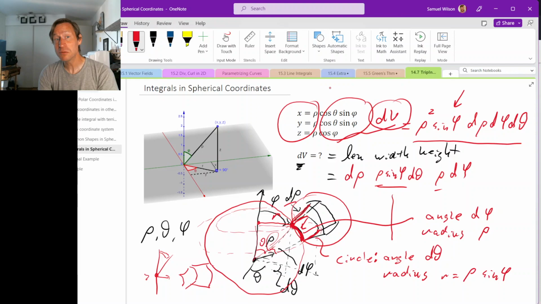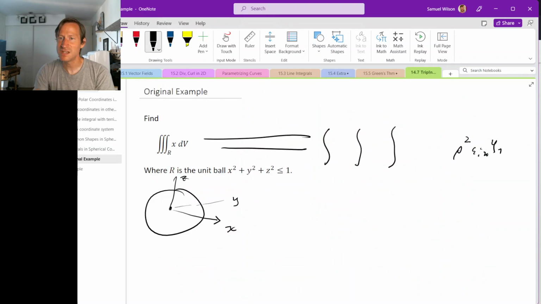So if we think about the region that we're integrating over, I'll draw the z-axis and the x-axis, and the y-axis is going to be out this way. Okay, so let me put this over here. Okay, so dV, our volume element, is rho squared sine phi d rho d phi d theta. Okay, so let's figure out the bounds in this order.